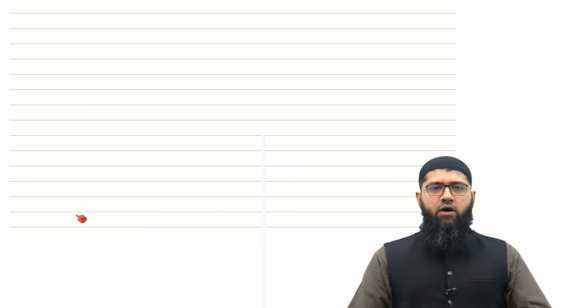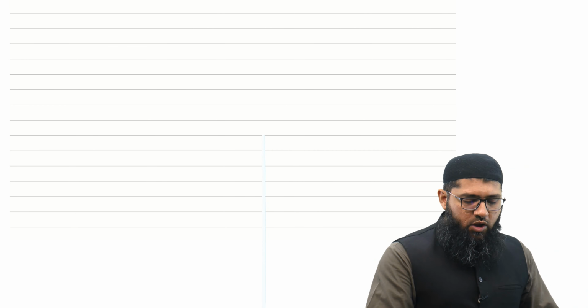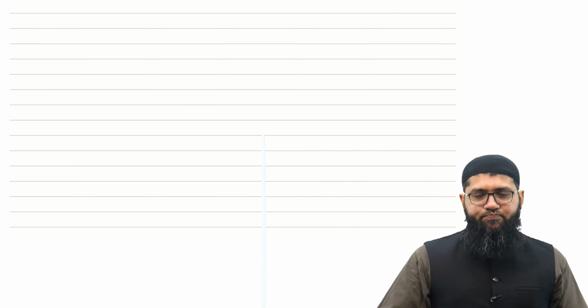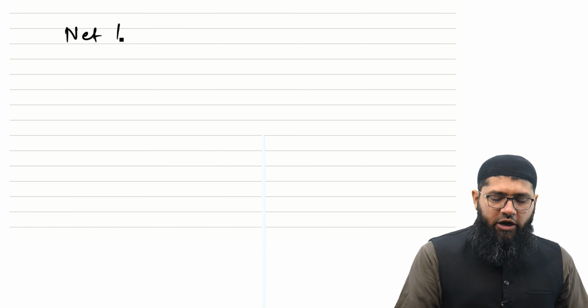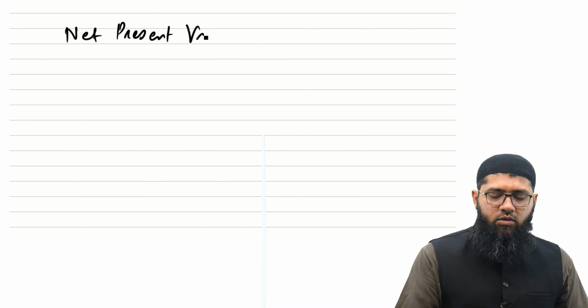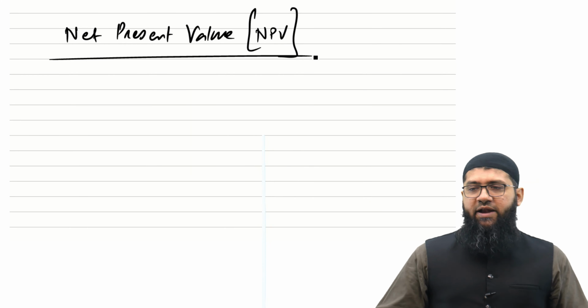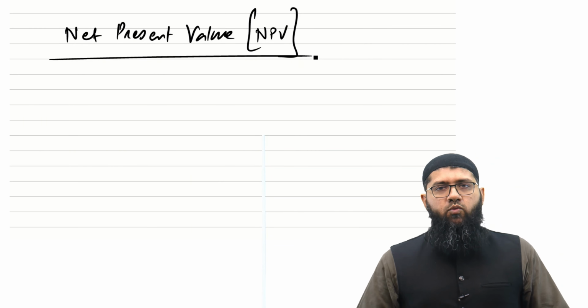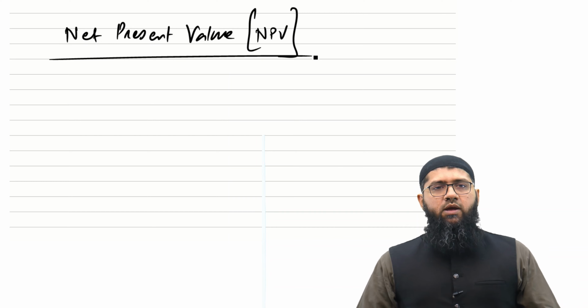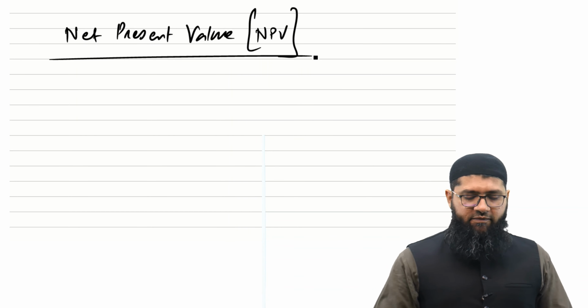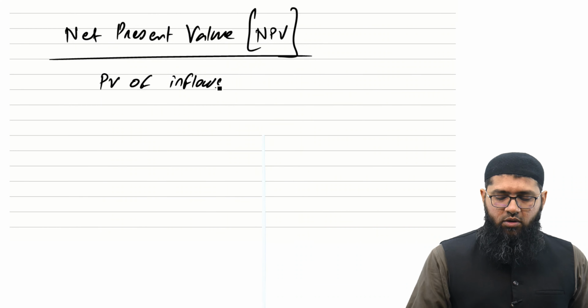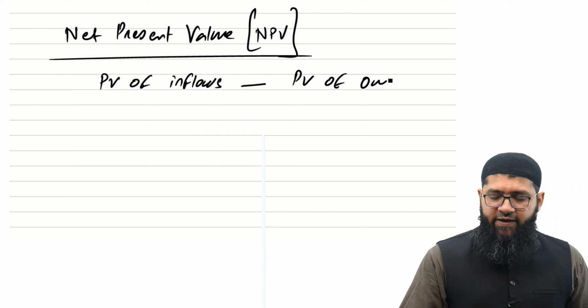Now let's move a bit forward and discuss a bit further. We have talked about the discounted payback. Now we are going to talk about the net present value, which is the NPV. What exactly is this NPV? In simple terms, the NPV is the present value of inflows minus the present value of outflows.